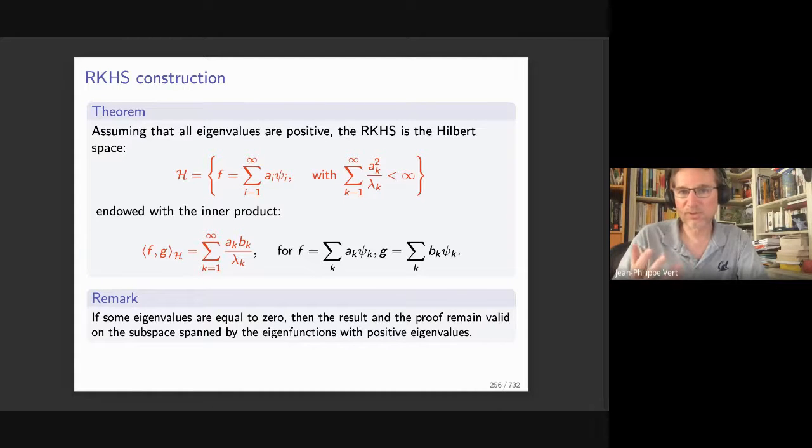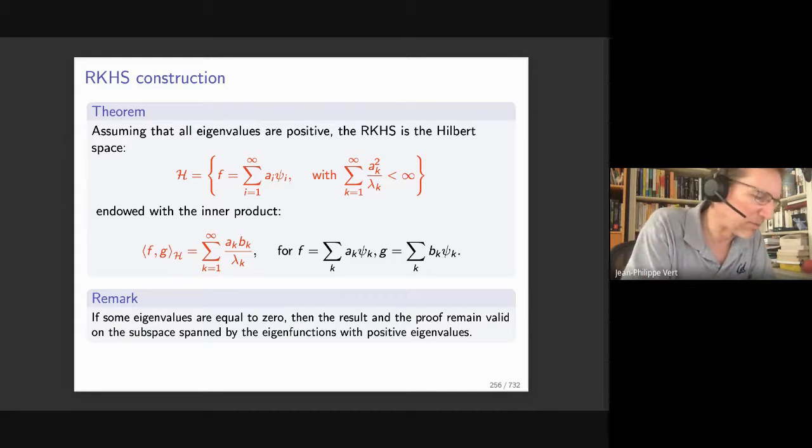So don't be confused: it's not because psi and lambda depend on the particular choice of the measure that the space and the inner product depend on it. Whatever the choice of nu, you will get the same RKHS. Simply, a Hilbert space can be described in different ways.